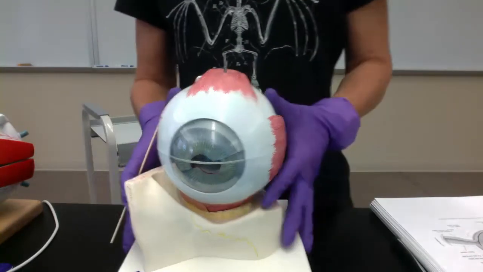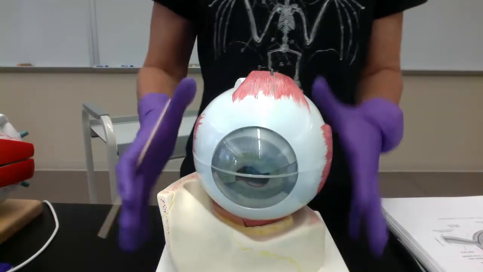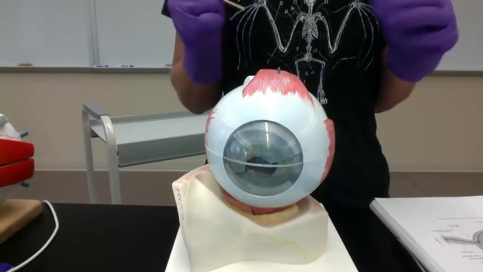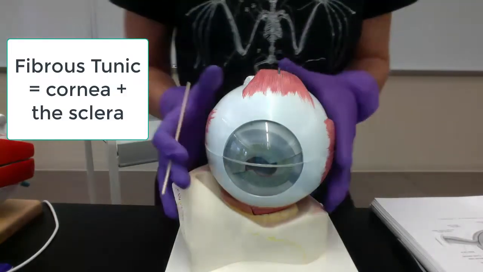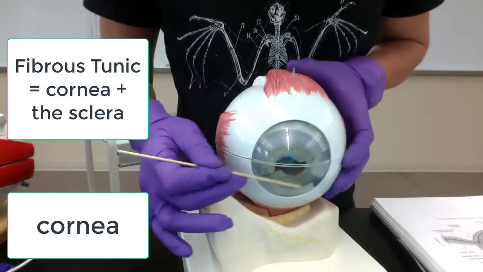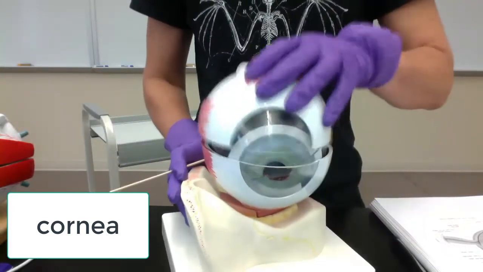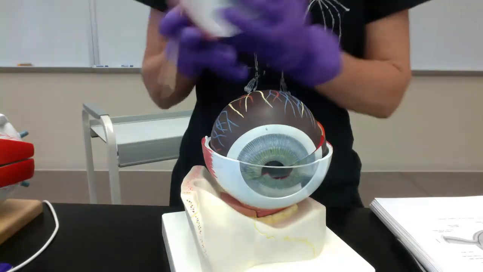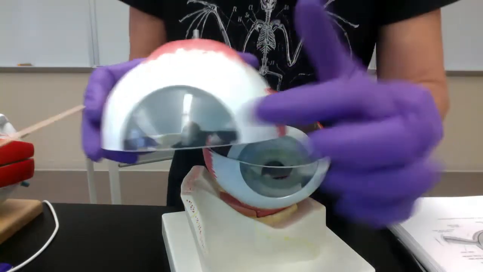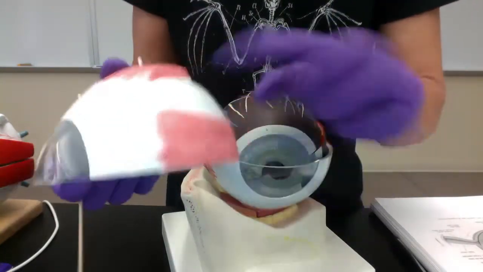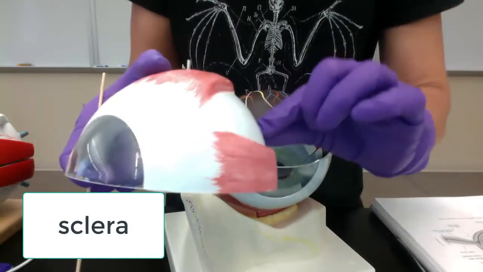Now let's get into the anatomy of the eye. So that I don't make this too long, I'll try to go through this as quick as I can. So this will be the cornea of the eye. This outer layer is the cornea, and you can see that here. Cornea. And then the white portion of the eye is the sclera.